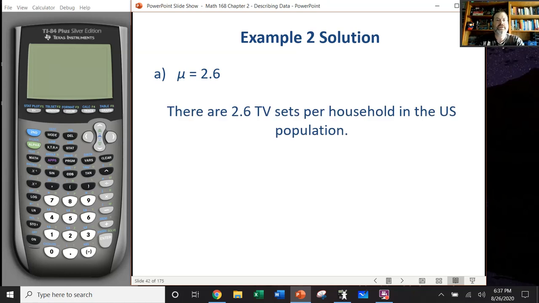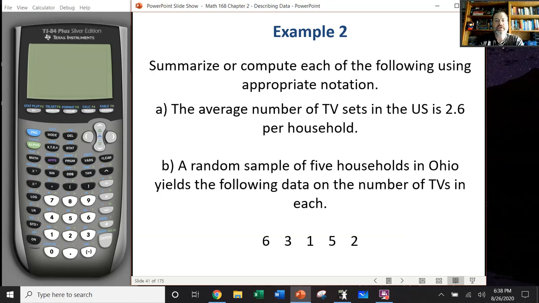Both of these are acceptable. If I ask you to use the symbol, please write the appropriate symbol. So these two things are saying the same thing, right? When we say there are 2.6 TV sets per household, that just means on average, right? That doesn't mean everybody has 2 TV sets and then 6/10 of a TV set sitting around, right? This means on average. So that symbol with the number and the sentence mean the same thing. So let's go look at part B. A random sample of 5 households in Ohio yields the following data on the number of TVs in each one. So this is clearly a sample.